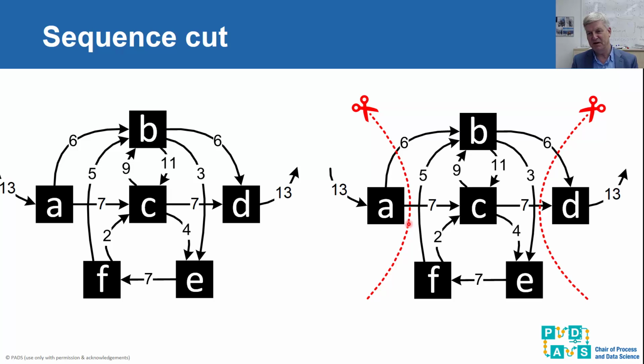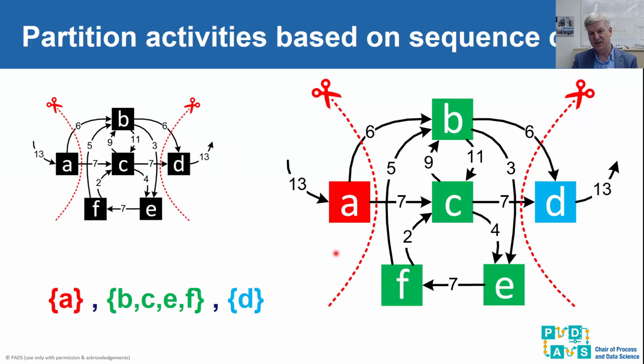So we basically partition the activities in such a way that they are connected only in one direction and not in the other one. If that is the case, we say there is a sequence cut, and if we have such a cut, then we can color the activities based on which part of the directly follows graph they are in. And so here we have three subsets.